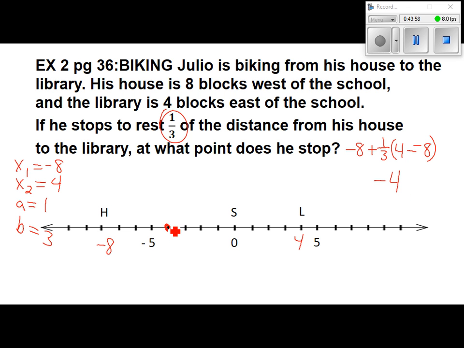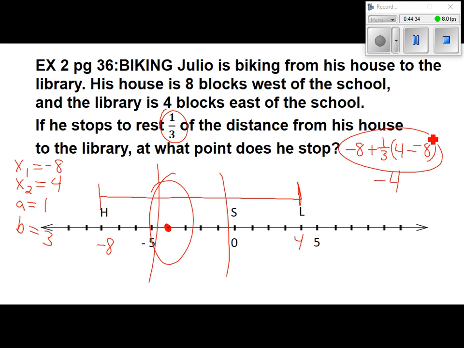-4 is going to fall somewhere about there. If we're traveling this whole distance from H to L, he wants to go 1/3 of that distance. Does it look like that's about 1/3 of the way? Yeah. If we split it up into 3 parts, that means we've got to cut it twice. Somewhere around in here is where we should end up. That's what we're finding. We're taking this directed line segment and finding a point that's 1/3 of the distance, 1/5 of the distance, 3/5 of the distance, whatever, on that line segment, using that formula.